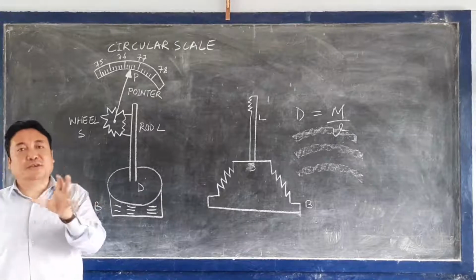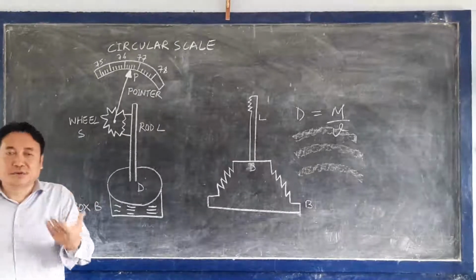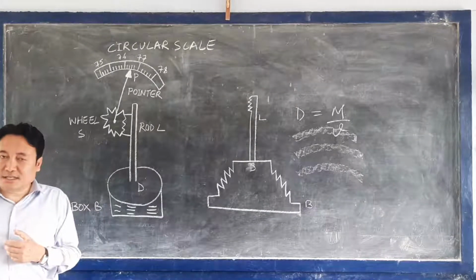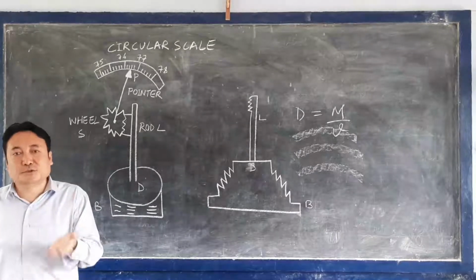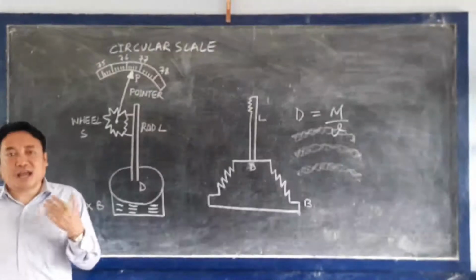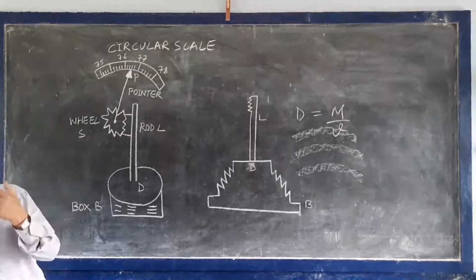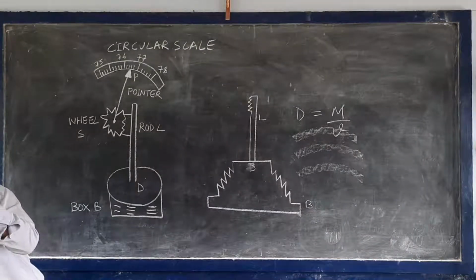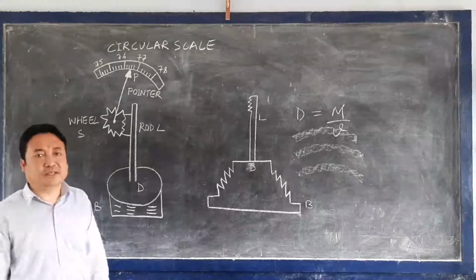So the barometer is used for three purposes. One is in the altimeter, that is in the aircraft. Another is in the weather forecast, and the third is to measure the atmospheric pressure at a place.